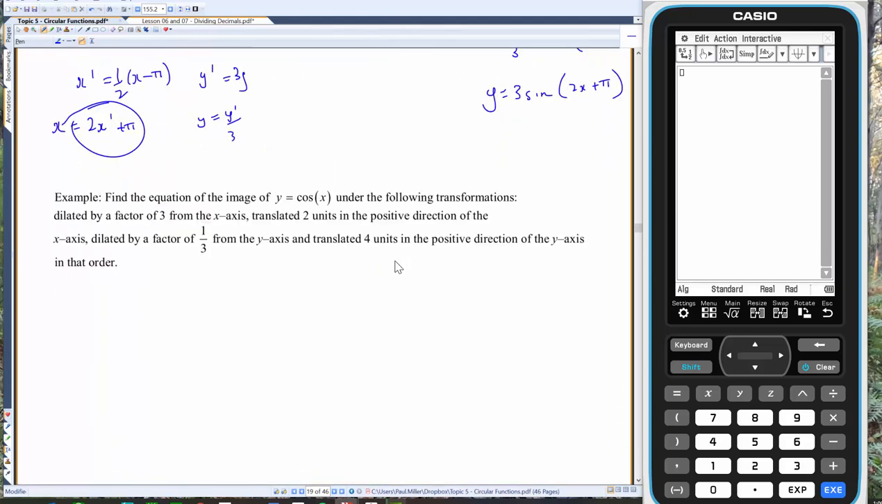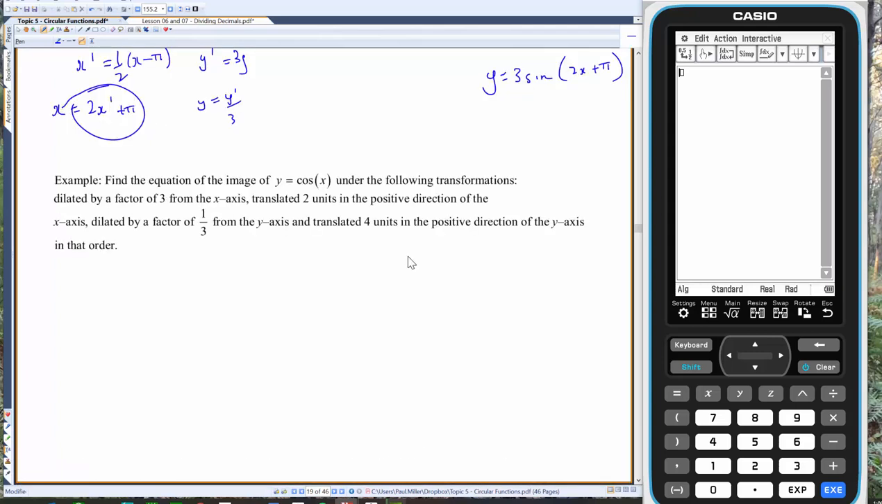Find the equation of y equals cosine x under the following transformations. Dilated by a factor of 3 from the x-axis. Dilations from x change y. Translated 2 units in the positive direction of the x-axis. Dilated by a factor of 1/3 from the y-axis. Dilations from y change x. 1/3 x plus 2, 3y.